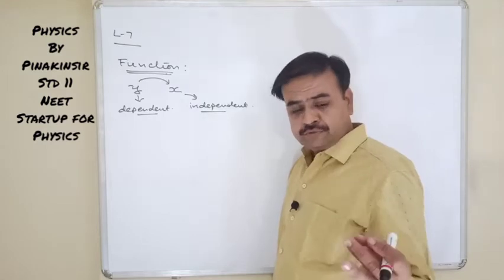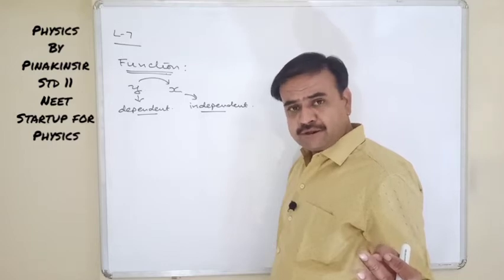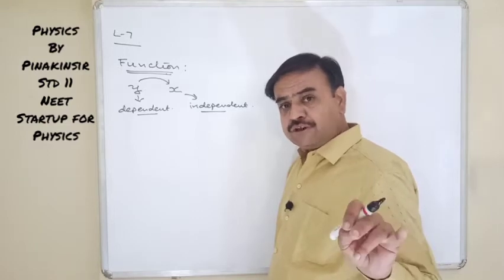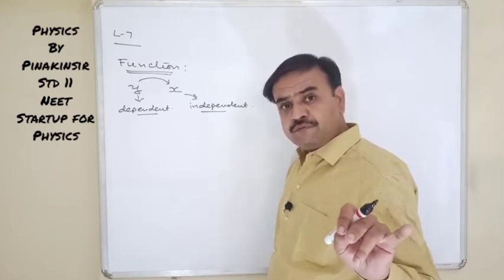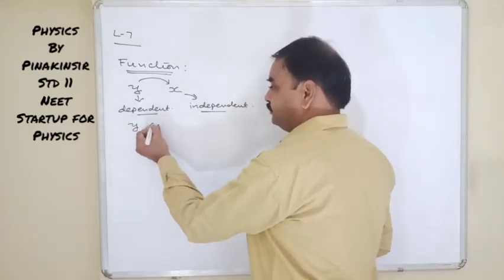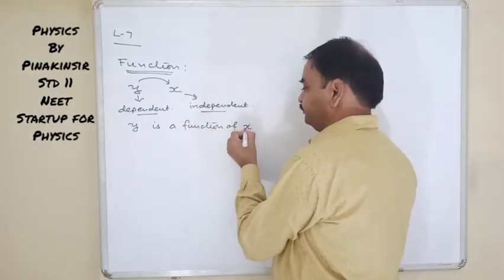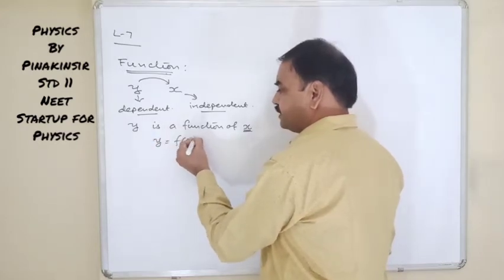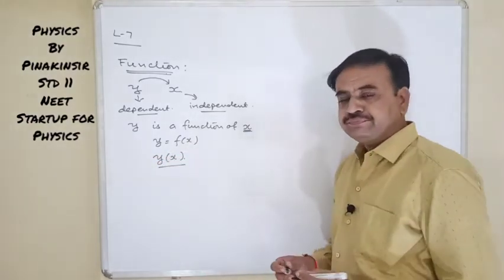Once again, if a dependent variable such as y is related mathematically with the independent variable x in such a way that for each and every value of x there is a unique, that is one and only one, value of y, then and only then y is said to be a function of x. And the symbol is written as y is equal to f of x, or y is a function of x. This is the symbol.